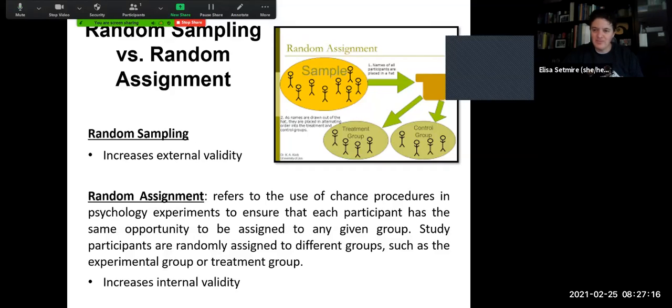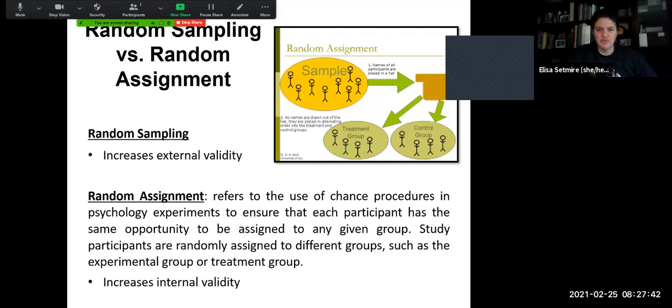I would want to randomly assign my participants to those two different conditions through some random procedure, maybe picking a number, drawing names out of a hat, or something like that. And by doing random assignment, we increase internal validity. We're eliminating some of the confounds and we are controlling some of the elements of the experiment. So just something to differentiate.